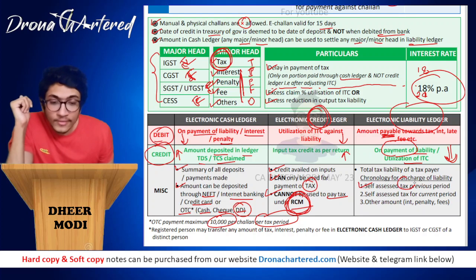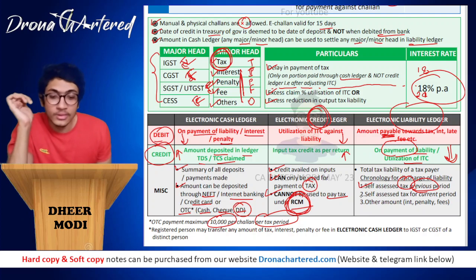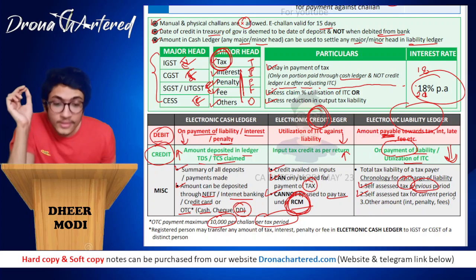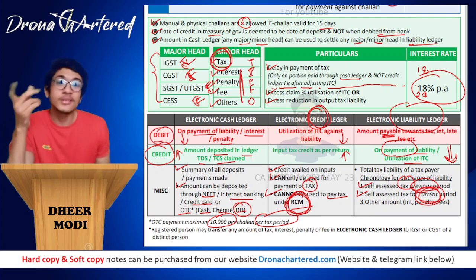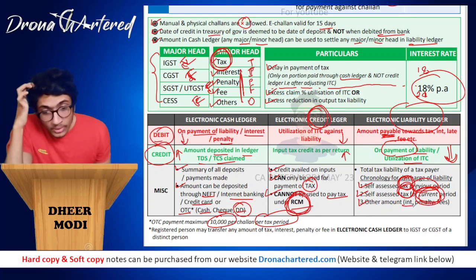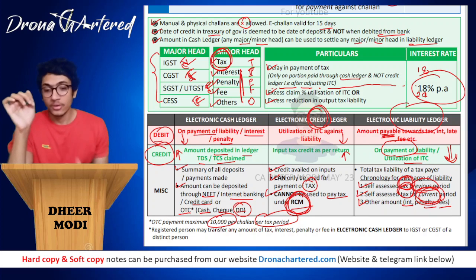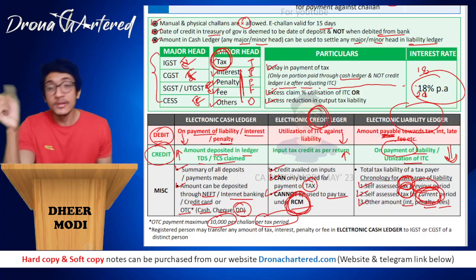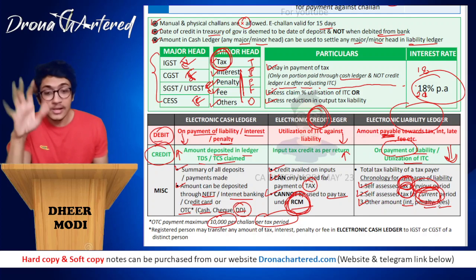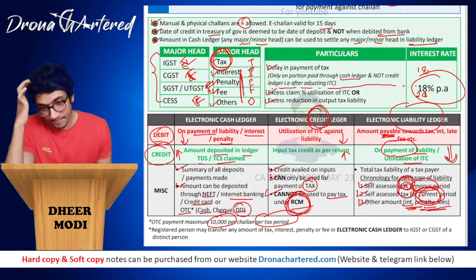First is self-assessed tax of the previous period. Anything that is remaining from the previous period, first they will set it off against that. Second is self-assessed tax for the current period. That is next, your current period. Now remember these are both only tax. And in the end is your other amount: interest, penalty, fees. Only in the end will that be apportioned. So first is your tax liability of the previous period, next is your tax liability of the current period, and in the end is your interest, penalty, fees, others, etc.